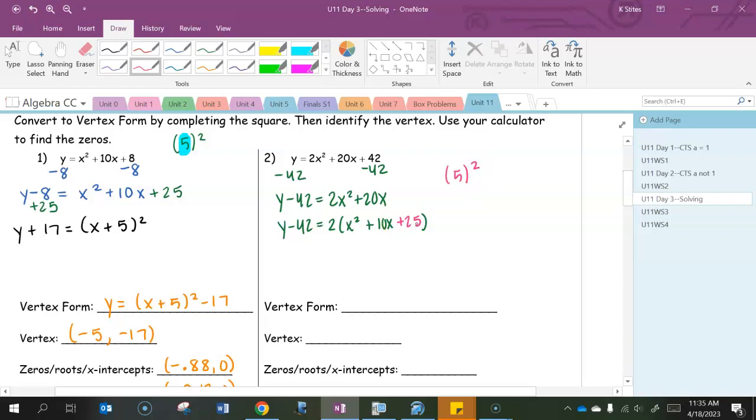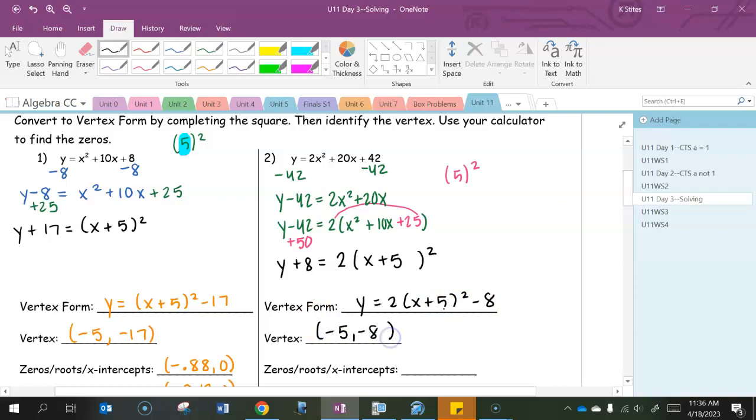Okay, but here's the tricky part about these. It's not really a 25, it's really a 50. 2 times 25 is 50, so that's what we're adding to this side. Combine your like terms. So that's a plus 8. And factor. Multiplies to 25, adds to 10. Okay, this is the same one as it was over here. It's an x plus 5 squared. And finally, subtract your 8 over. Okay, vertex would be negative 5, negative 8. Because again, we change the x and we keep the y.